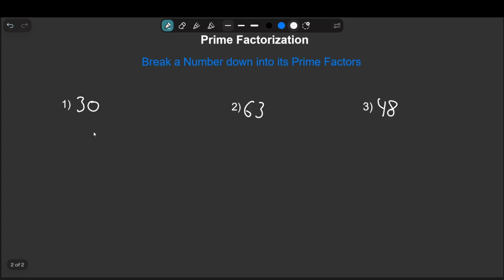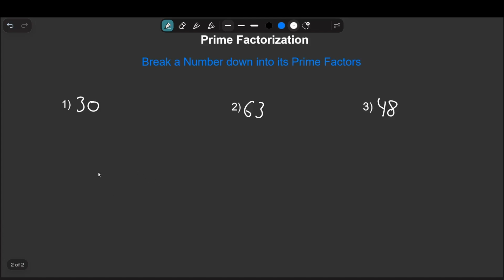30 is a composite number, meaning 30 has factors other than 1 and 30. So we can break this down into other factors, and we keep going until we have all prime numbers. The method we are going to use here is called a factor tree. Now to start this off, we need two factors of 30. So we're looking for a factor pair, two numbers that multiply to equal 30. Then we will continue to work our way down until we only have prime numbers.